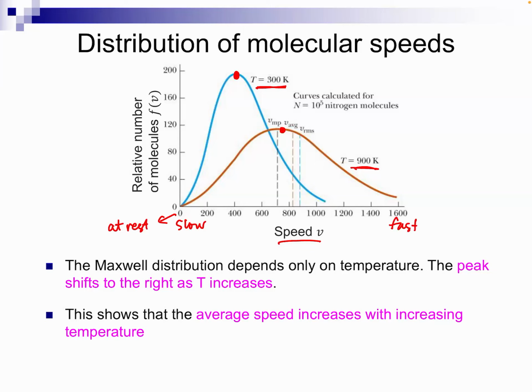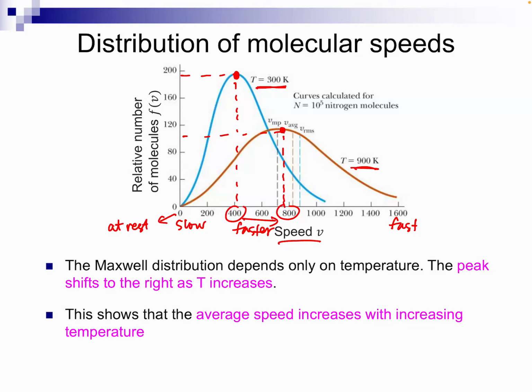So if you increase the temperature from 300 Kelvin to 900 Kelvin, notice how the distribution shifts so that more and more particles will move faster as you increase the temperature. More and more particles will move faster, and therefore the most probable speed will shift towards higher speeds. Does that make sense?